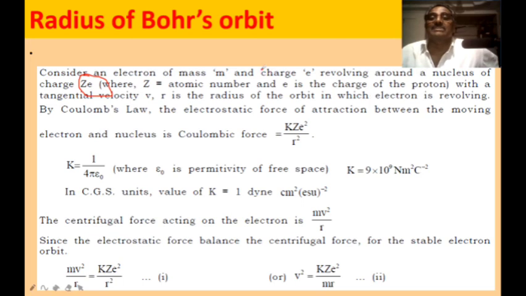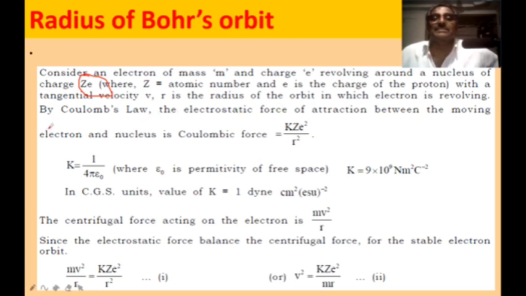The electron with the charge e is revolving around the nucleus of charge Ze, where Z is the atomic number and e is the charge of a proton, with a tangential velocity v. Tangential velocity is the linear velocity, and r is the radius of the orbit in which the electron is revolving.